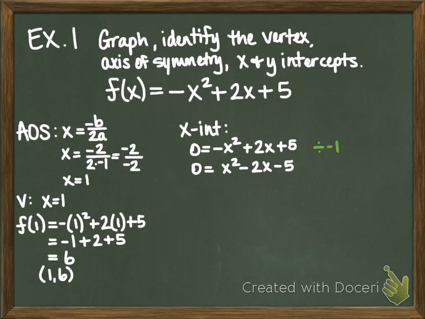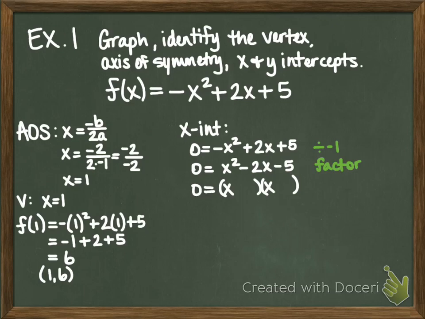So now we want to solve this trinomial. The only way to solve a trinomial is by factoring. So I'm going to set up my two sets of parentheses, and first I want to see what times what equals x squared. Well, that's going to be x times x. Then I need to know what two things multiply to get 5 and add or subtract to get negative 2.